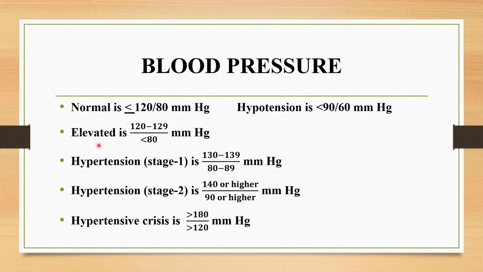The elevated blood pressure is if the systolic ranges from 120 to 129 and the diastolic is less than 80 millimeter of mercury. In stage 1 hypertension, the systolic ranges from 130 to 139 and the diastolic ranges from 80 to 89 millimeter of mercury. In stage 2 hypertension, the systolic will be higher than 140 and the diastolic will be higher than 90 millimeter of mercury. And in case of hypertensive crisis, the systolic is always more than 180 and the diastolic is more than 120 millimeter of mercury.